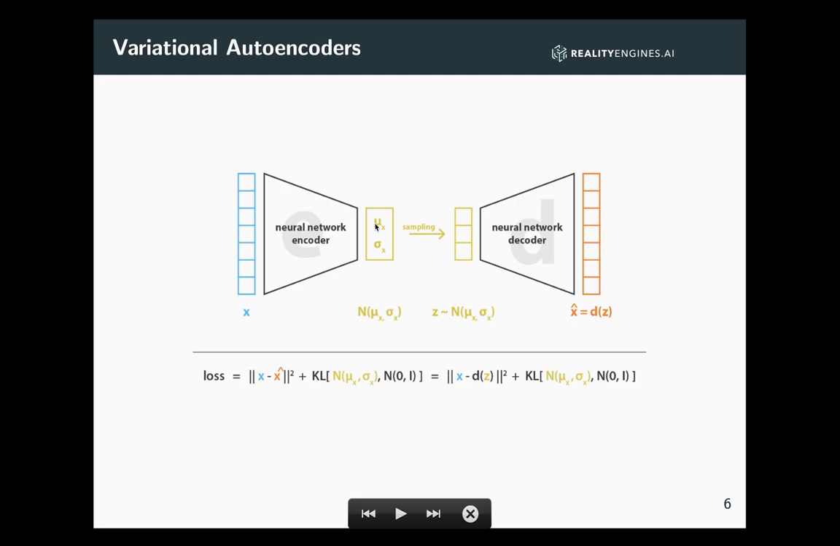We can't just choose any old parameters, mu and sigma here, right? We want to estimate these parameters. And so the technique is to basically use the same loss function as before, but then regularize with what's called the Kullback-Leibler divergence. And this is not a distance metric per se, but it's effectively measuring the distance between these two distributions here. So the Kullback-Leibler divergence between our input and just the standard normal Gaussian.